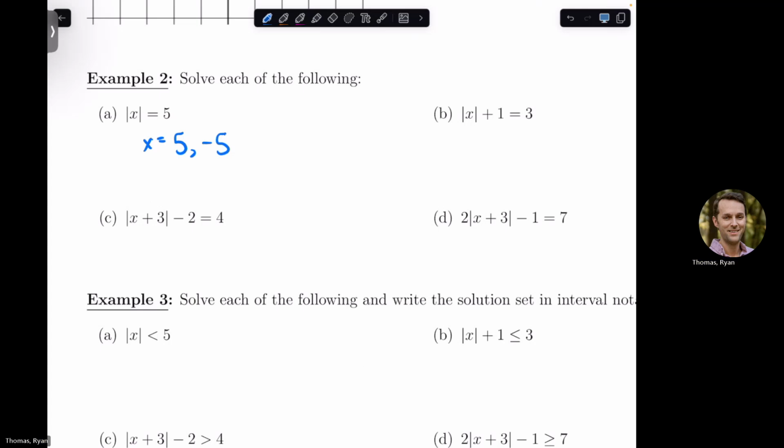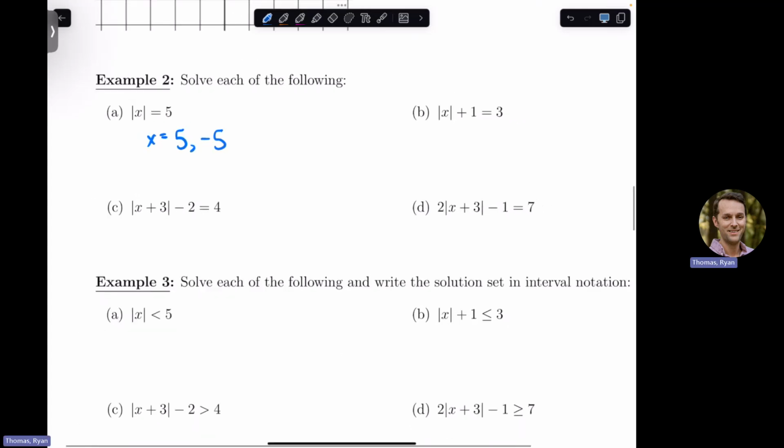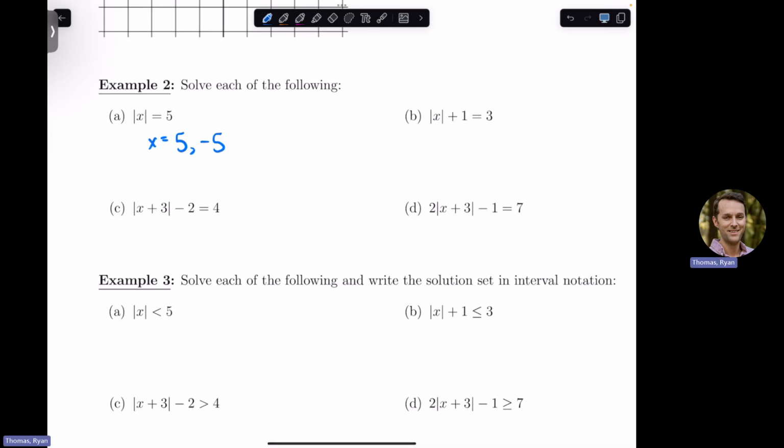Okay? Well, B looks a little bit different because there's that plus 1 there. But can we make it look more like A? Sure. How? Subtract 1 from both sides. Get the absolute value term by itself. Now it looks more like, hey, I want a number whose absolute value, distance from 0, is exactly 2. That would be 2 or -2. Okay? Now we're just listing them.